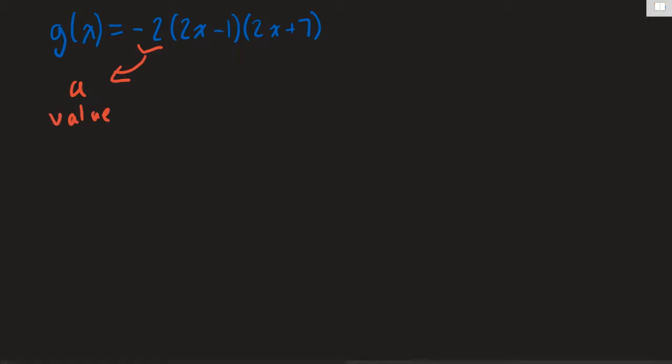We'll talk a lot more about a values later on in the course, but we'll see how that affects our vertex and our y-intercept in a little bit. And our two factors here are going to give us some fractional values. So this negative 1 becomes positive 1 over our coefficient of 2, and this one here, x is going to be negative 7 over 2.